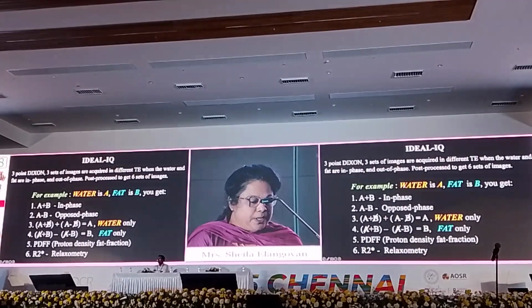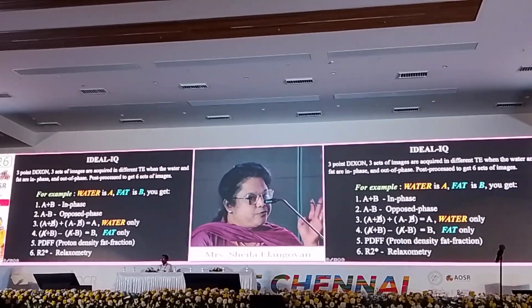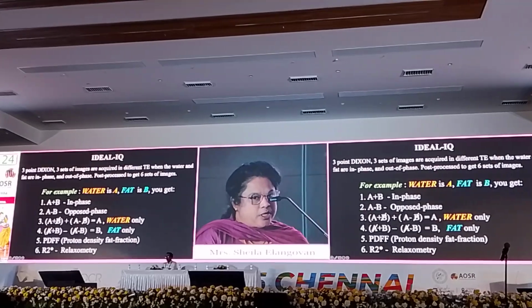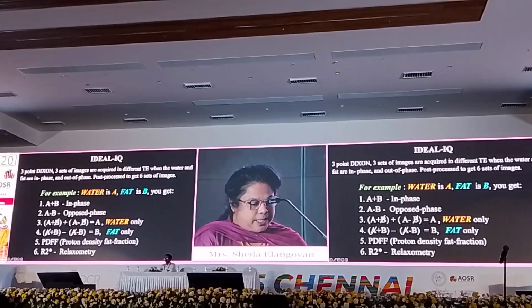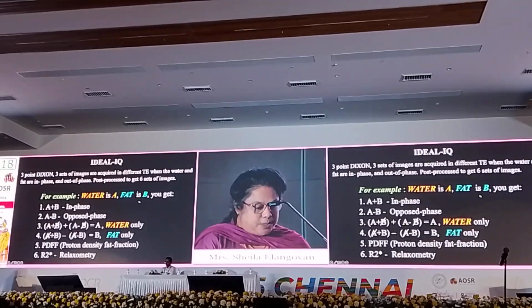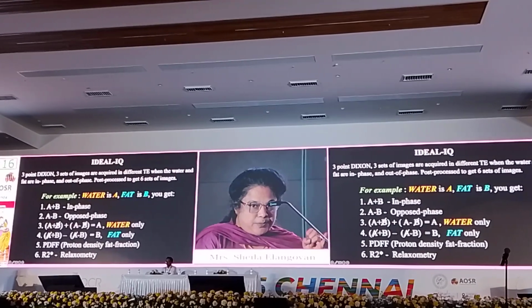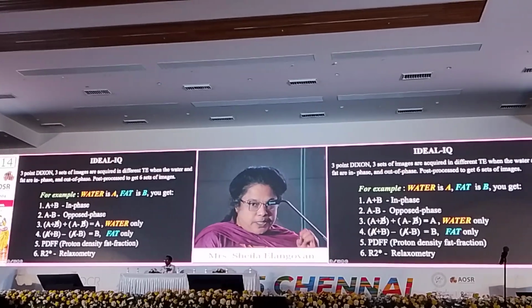For example, if you have a 2-point Dixon, you get 4 sets of images. If you have a 3-point Dixon, you get 6 sets of images. Suppose the signal from water is A, the signal from fat is B. So you get 6 sets of images, that is fat and water, that is when they are in phase.